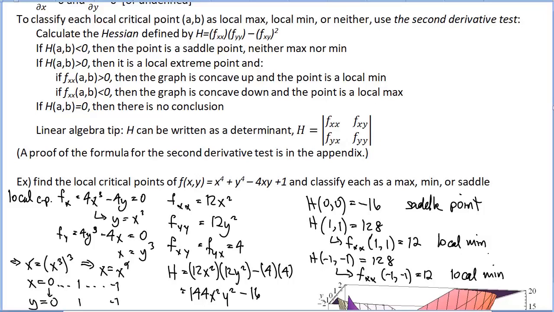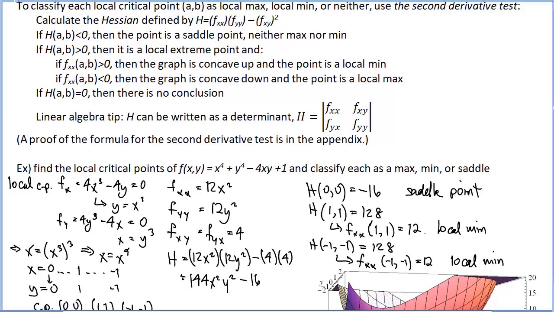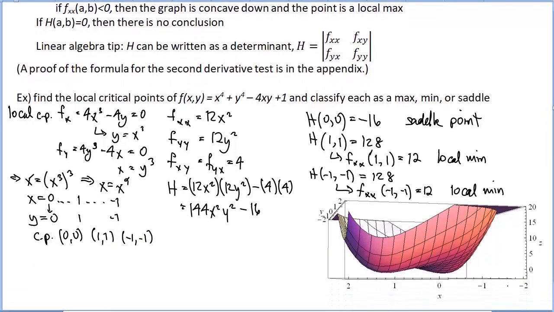Okay, so just for fun, I've also got here the graph of the function, and we can take a look at that. Taking a look at the graph, we can see our critical points and how our classification matches up with the graph. The two local mins are pretty straightforward. You can see down at the bottom right there and down at the bottom right there, we've got two local mins.